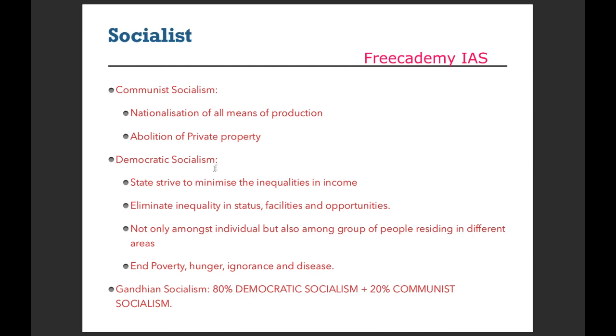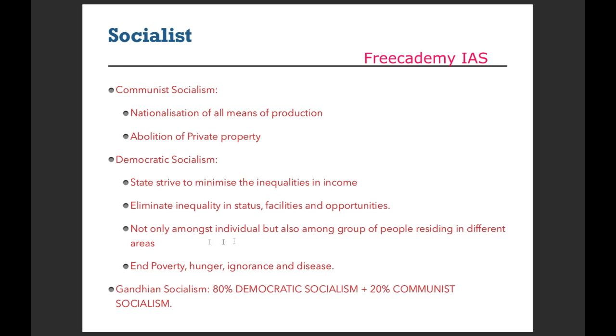Another is democratic socialism, which is what India follows. Socialism is about society. It is about minimizing inequalities in income. There should be no inequalities in income, and everyone should earn equal income. There should be no inequality in the status of people. Everyone should have equal facilities and equal opportunity.